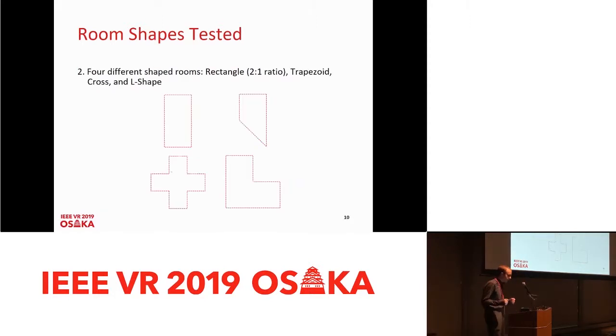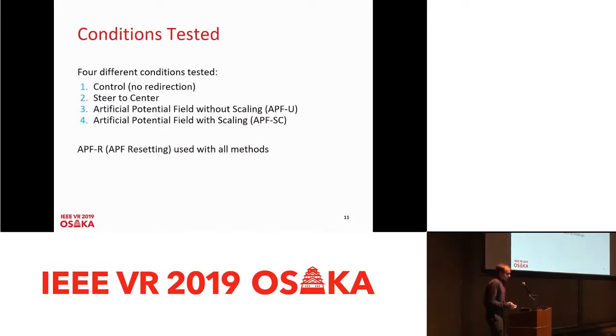We also tested the algorithm in different shaped rooms. For example, we look at both open spaces and also concave rooms to see how the algorithm performs. All these shapes are scaled to have a 1,000 square meter area. And we're testing 4 different conditions.